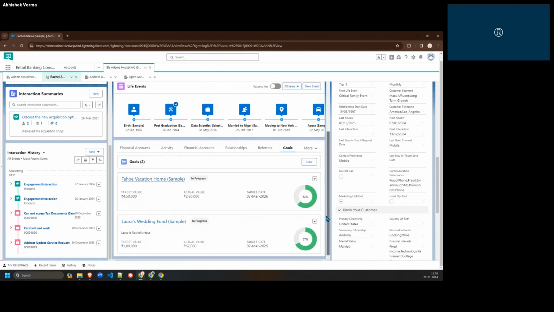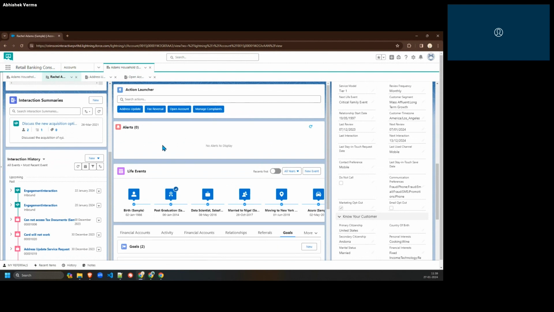So scroll down a little bit, so you can see here. She's planning to buy a vacation home, and the targeted value is 4.5 lakhs, and she has saved 2.8 so far. So the bank can reach out to her: Hey, do you want to buy a particular loan from us, or do you want some help from us?